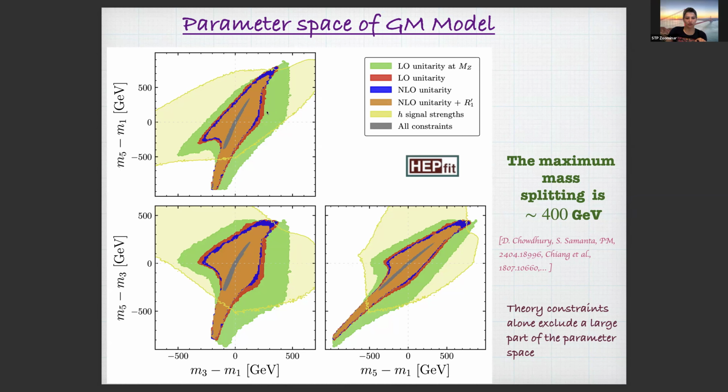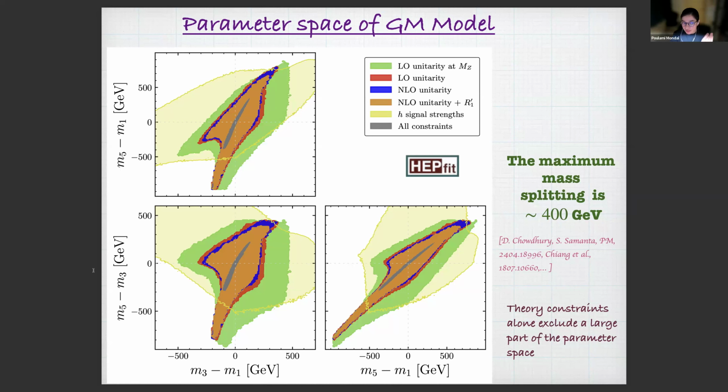So, Poulami, can you remind me in the Georgi-Machacek model, which one of the mass splittings is 0? This is the Georgi-Machacek model parameter space. Here there is no mass splitting. This is the Georgi-Machacek model, so this is your 5-plet mass and this is the singlet mass.